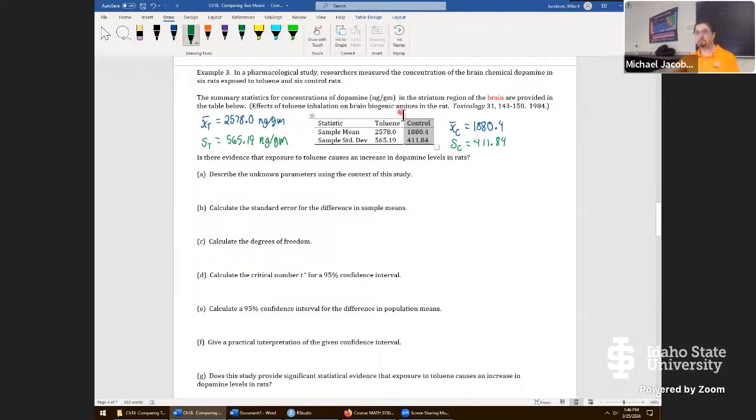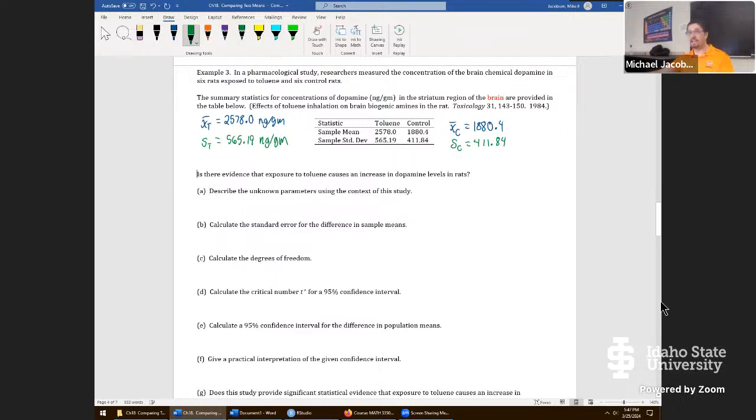I mean, it's fine in the table, but sometimes this does help out, just writing it in the language or the format that you're about to use in the whole problem. They ask us the question, is there evidence that exposure to toluene causes an increase in the dopamine levels in rats? Well, looking at the sample mean, I'd say, yeah, probably, right? There's a huge increase, but the standard deviations are large as well, so maybe it's not as clear cut and dry on this. And even if we were to say yes, doing this whole procedure is now going to give us an estimate between the two population means. So we'll have even more information after completing this process.